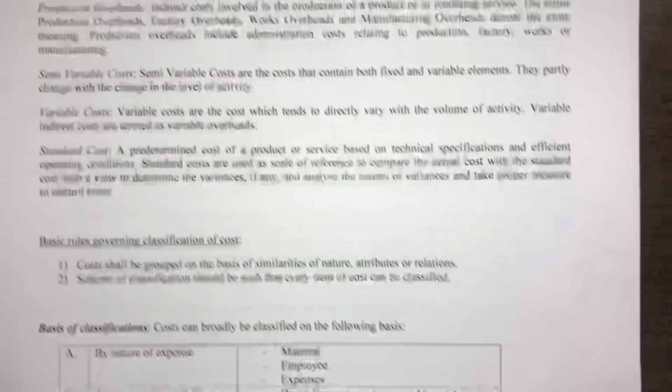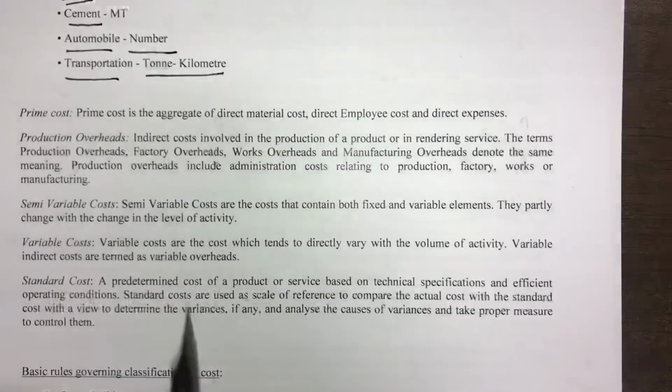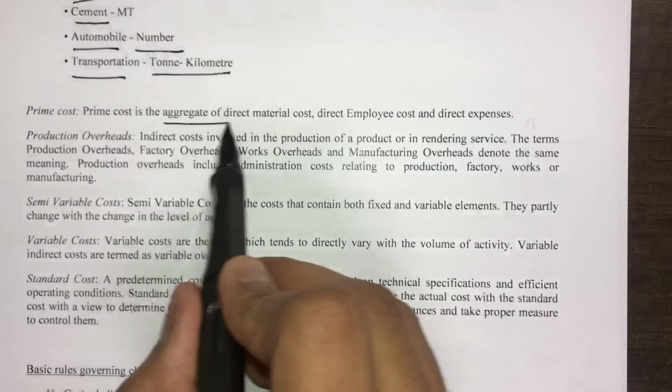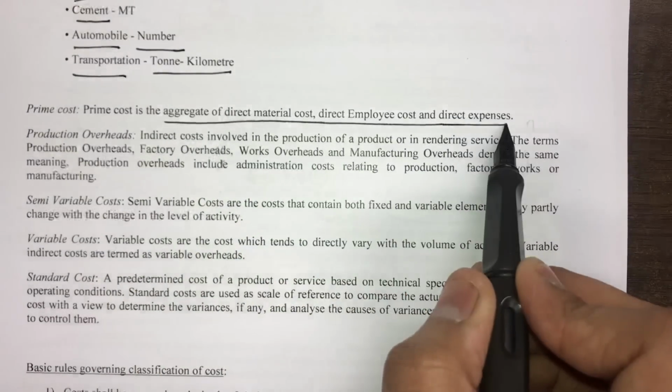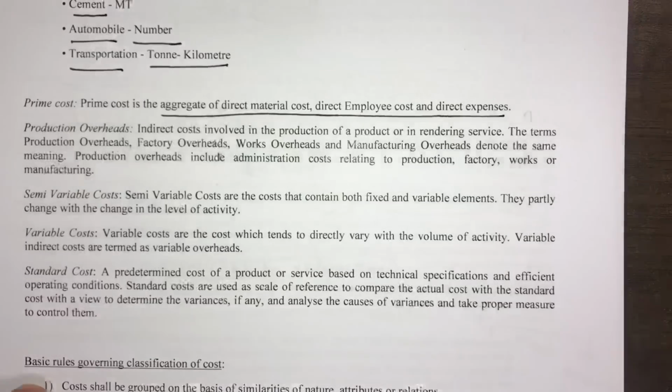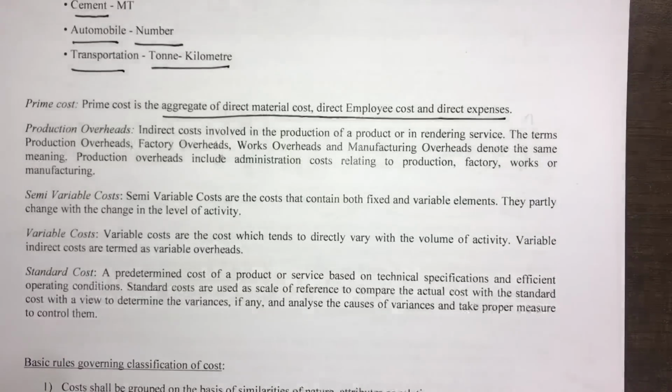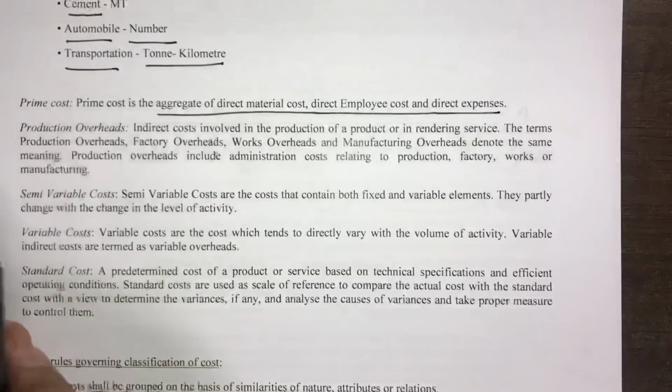Now a simple definition of what is a prime cost. Prime cost is nothing but an aggregate of direct material cost, direct employee cost, and direct expenses. You have studied in your inter, and you have studied in depth in your final as well in your costing paper. So this is a very straightforward definition.